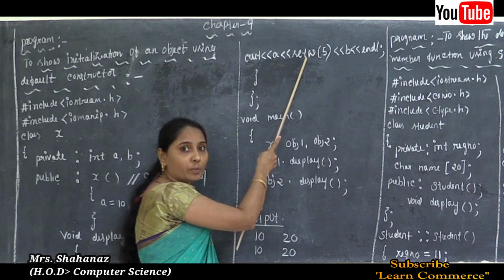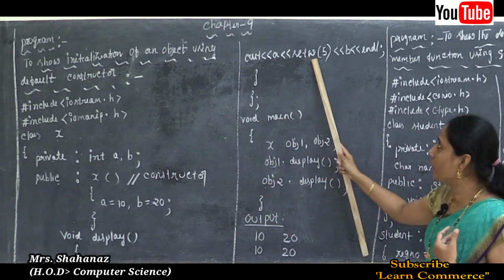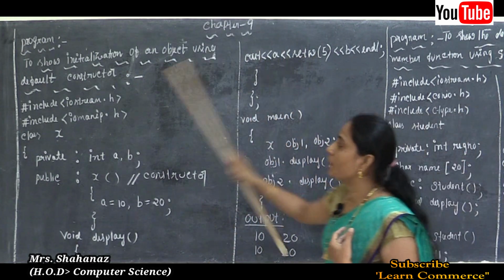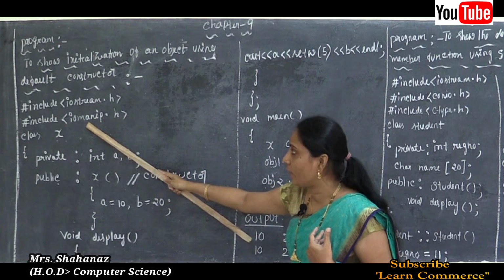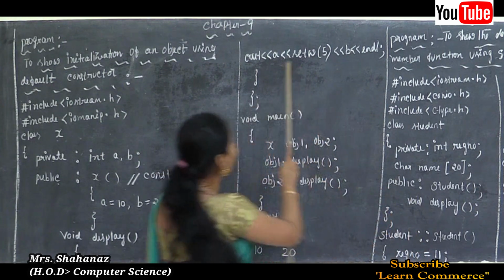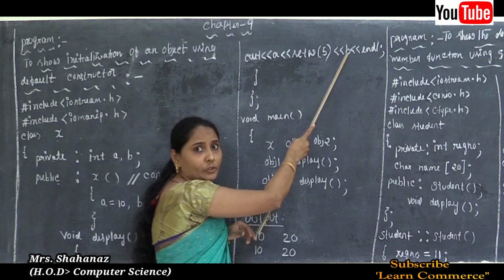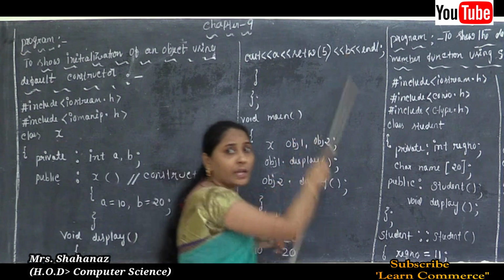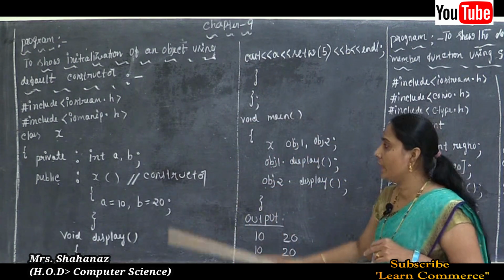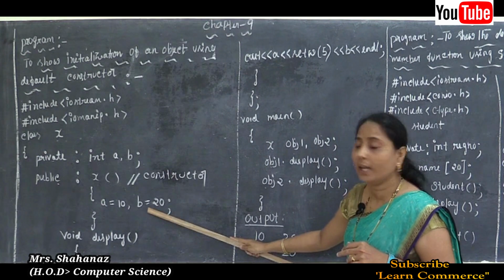So to leave some space, we need a header file if we are using the function setw(5). The header file is iomanip.h. So after 10, leaving some space, on the other side it displays the value of b. What is the value provided to the variable b? The value provided to the variable b is 20.